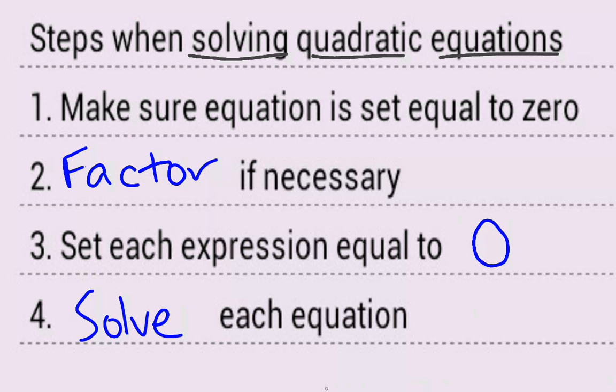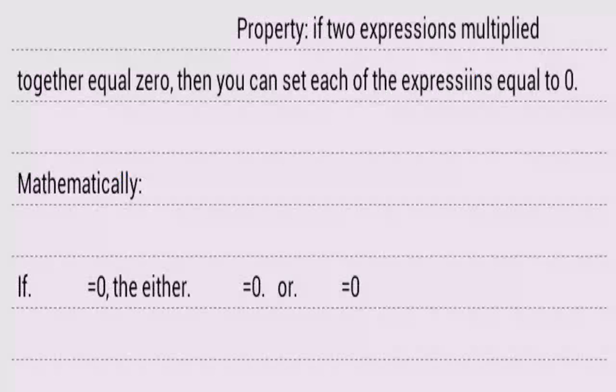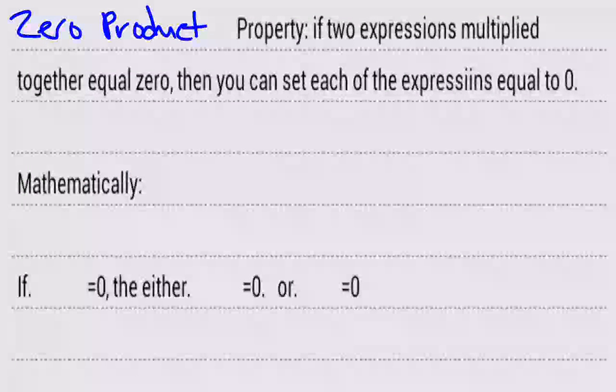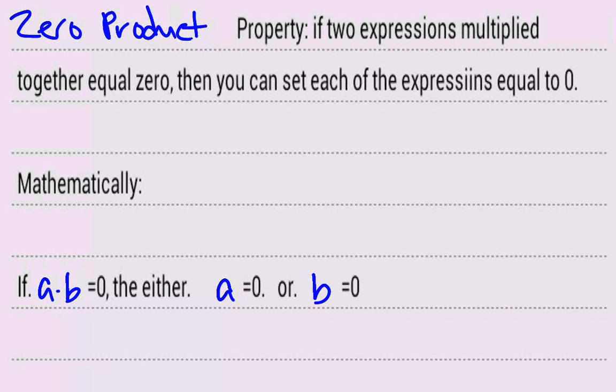What we're going to be using mathematically to do this is something called the zero product property, which just says if two expressions multiplied together equal 0, then you can set each of the expressions equal to 0. Mathematically, that means if A times B is 0, then either A equals 0 or B equals 0. If I multiply 5 times a number and get 0, I know that number has to be 0. That's what we're using.